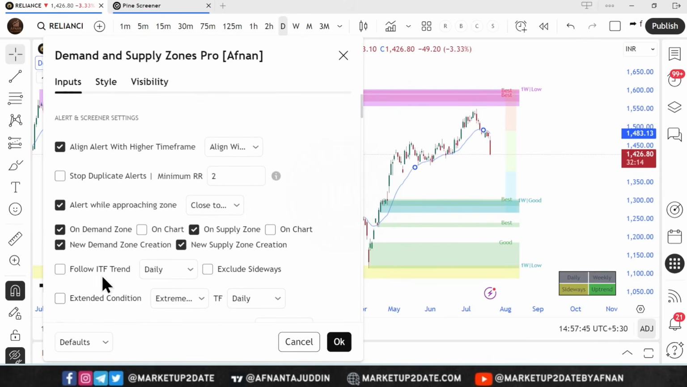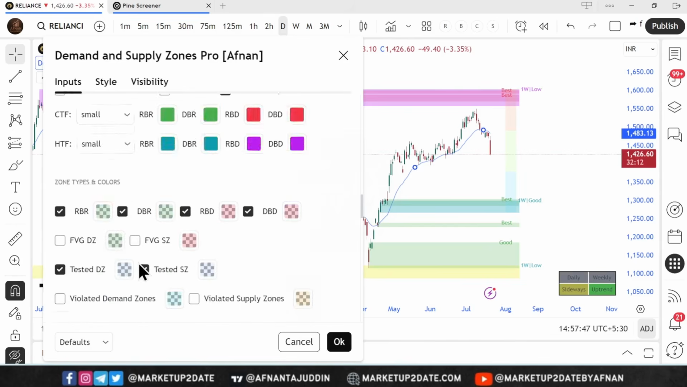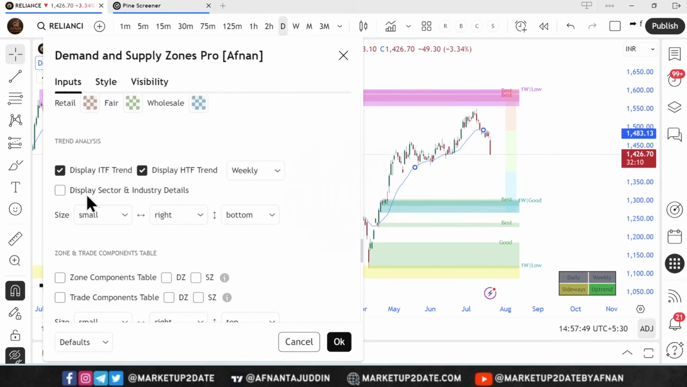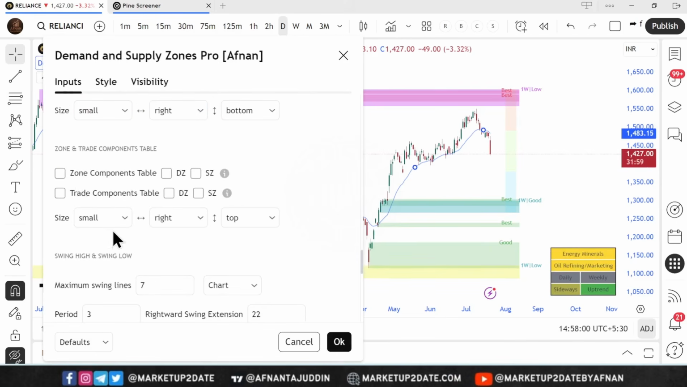You can also display sector and industry information directly on your chart. This feature is off by default but can be toggled on. The entire dashboard can be moved, resized, and repositioned to suit your needs. Zone and trade components table. Enable this table to view detailed information on demand and supply zones, including the exact price data for the proximal and distal lines, which are your potential entry and stop levels.